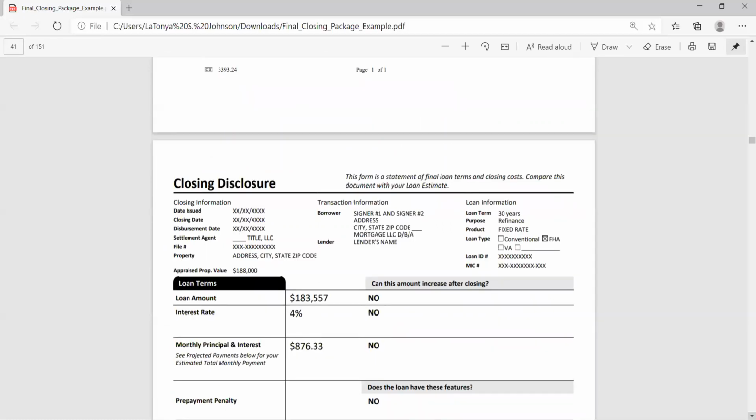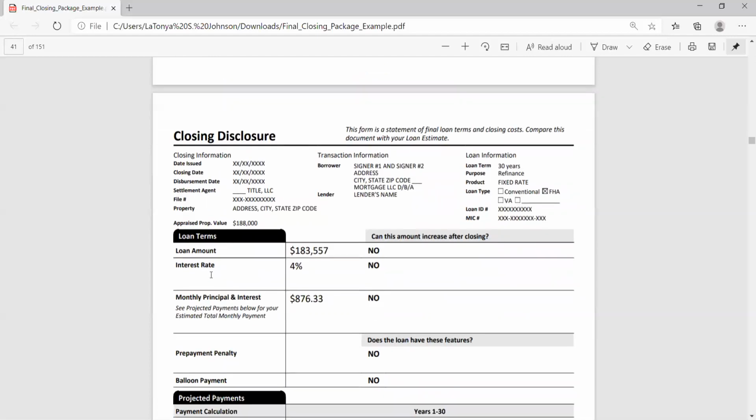Closing disclosure. When you see this document, this is one page that you can take out of the package and put it in the very front after the title company's notes and after your notary notes, because this is what most borrowers want to see.